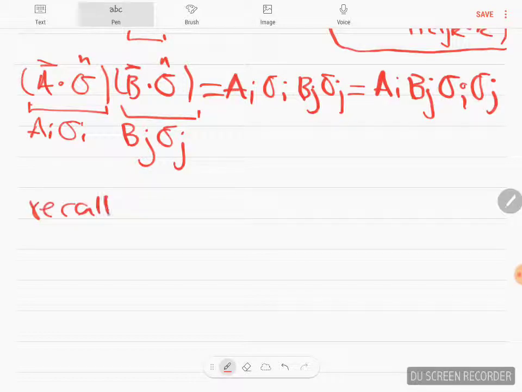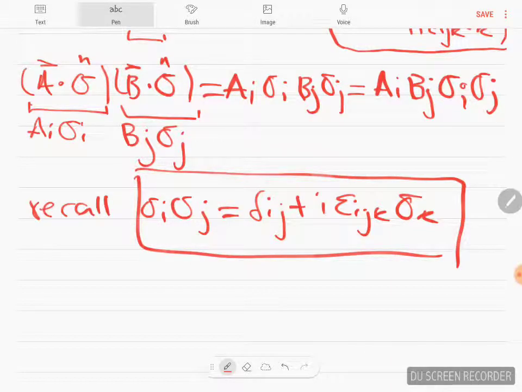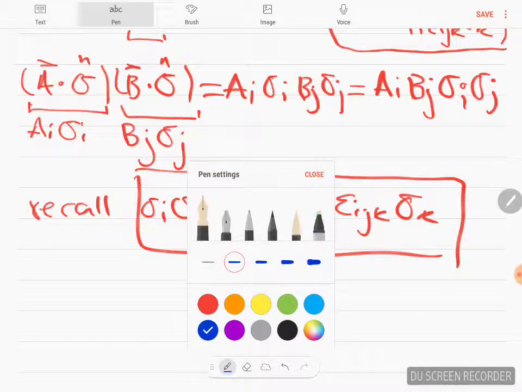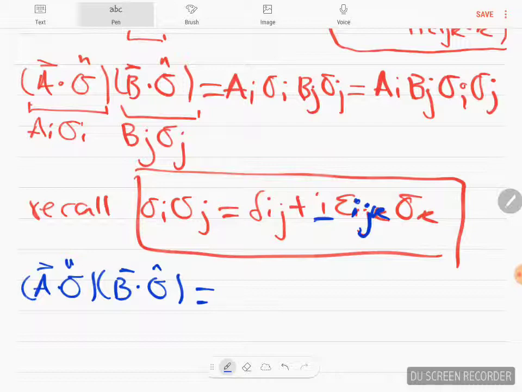Recall sigma_i sigma_j equals delta_ij plus i e_ijk sigma_k. Please note that this i here is a complex number, but this i here is just an index, just as j and just as k. So then using this, A dot sigma times B dot sigma can be written as A_i B_j times delta_ij plus i e_ijk sigma_k.